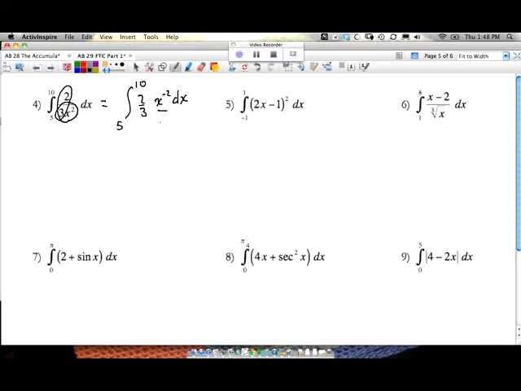So I'm going to add 1 to the power. That becomes x to the -1. Then I can divide by that number as well. So I'm dividing by -1. Then I got this 2/3. And we're evaluating this from 5 to 10.